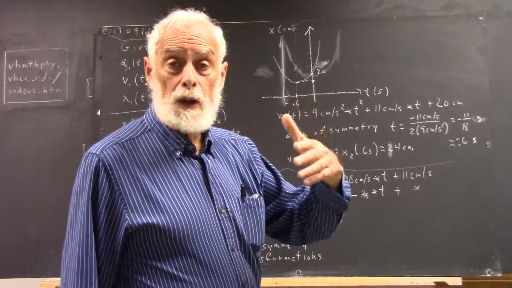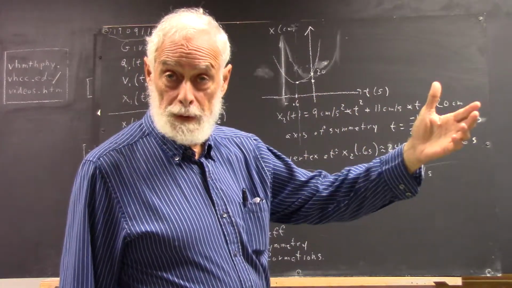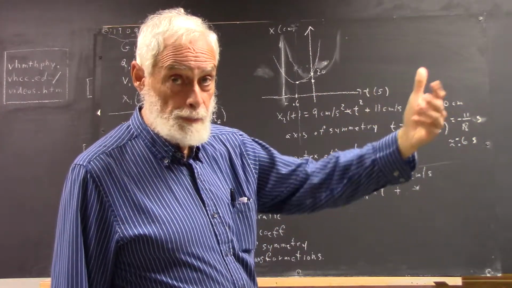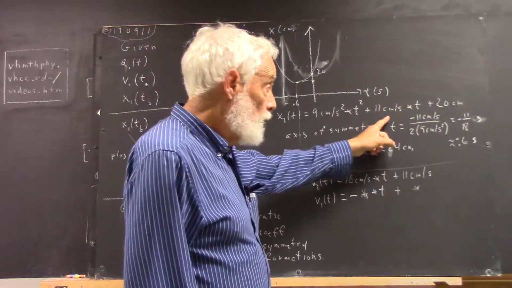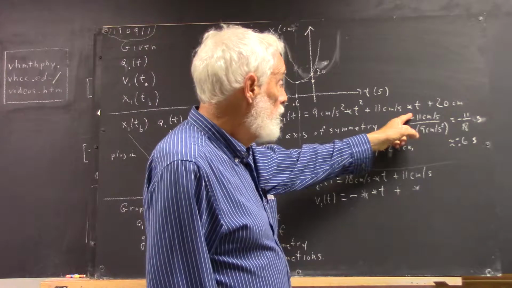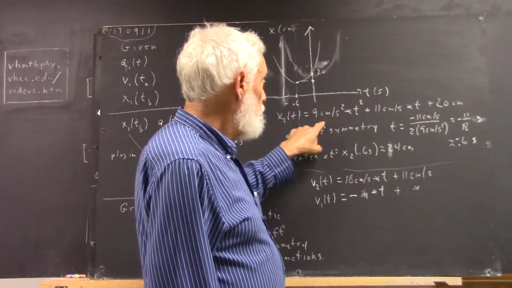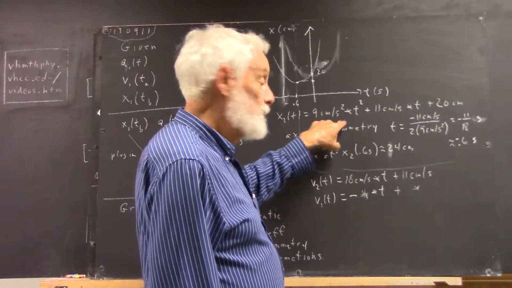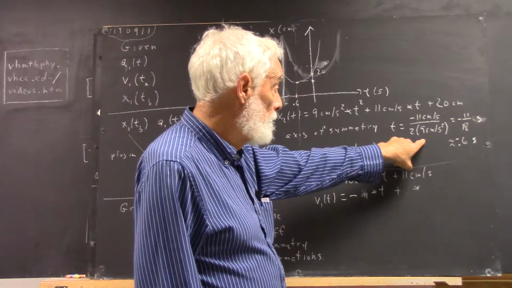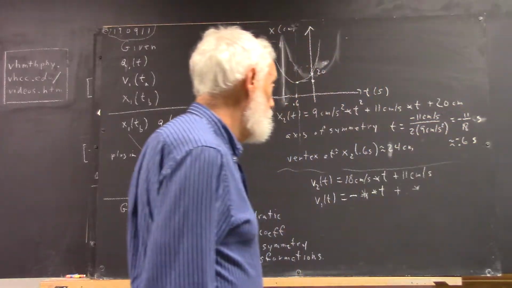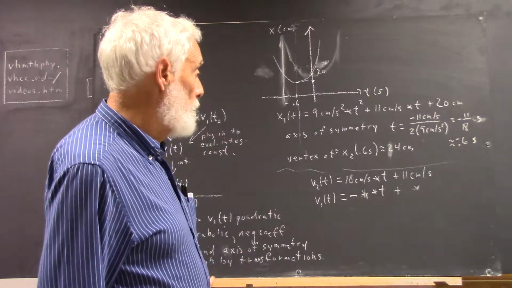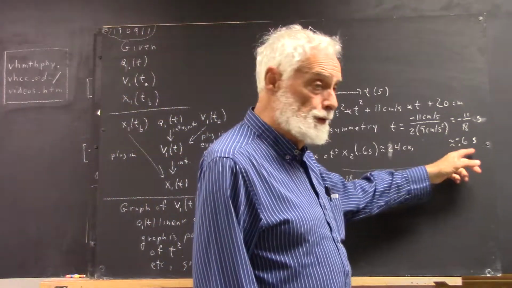What's the axis of symmetry? Well, if y equals at squared plus bt plus c, the axis of symmetry is negative b divided by 2a. So we take the b coefficient, which is a coefficient of t, the negative of that, and divide that by 2 times the coefficient of t squared, and we get negative 11 over 18 seconds. And then we approximate that as negative 0.6 seconds.